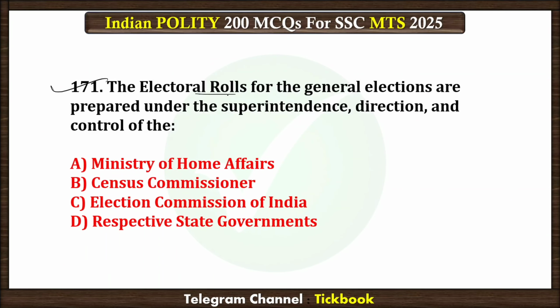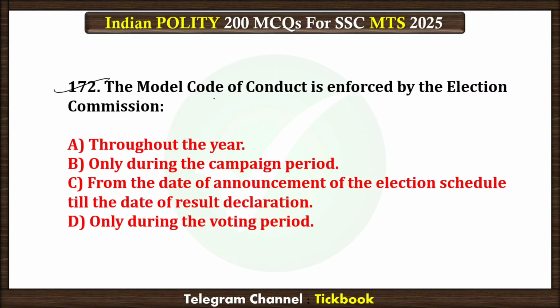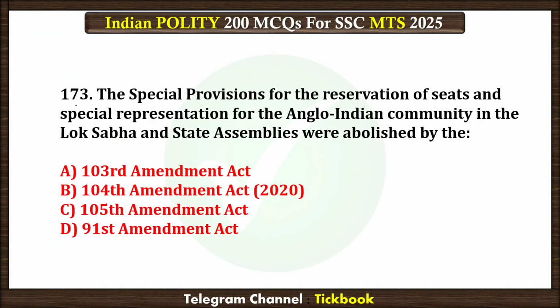171. The electoral rolls for the general elections are prepared under the superintendence, direction and control of the, option C, Election Commission of India. 172. The model code of conduct is enforced by the Election Commission from the date of announcement of the election schedule till the date of result declaration.